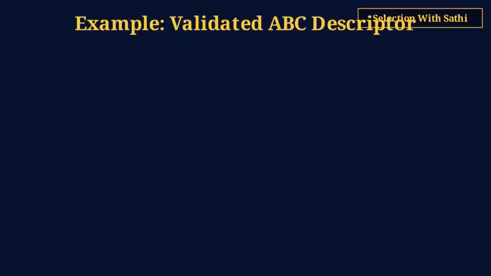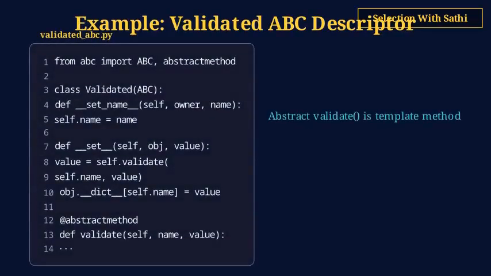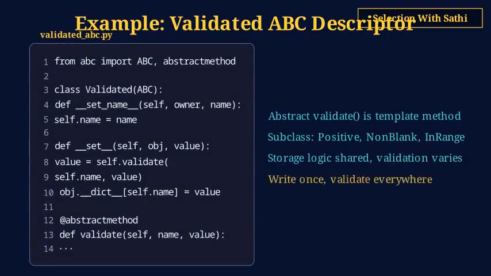The Validated abstract base class takes this pattern further. It handles __set_name__ and __set__, but delegates the actual validation to an abstract method called validate. Subclasses like Positive, NonBlank, or InRange just implement validate. This gives you a family of descriptors that share the same storage logic but differ in their validation rules, a clean application of the template method pattern.